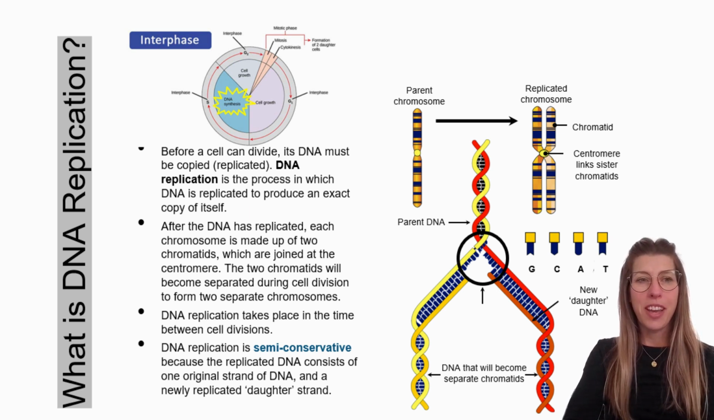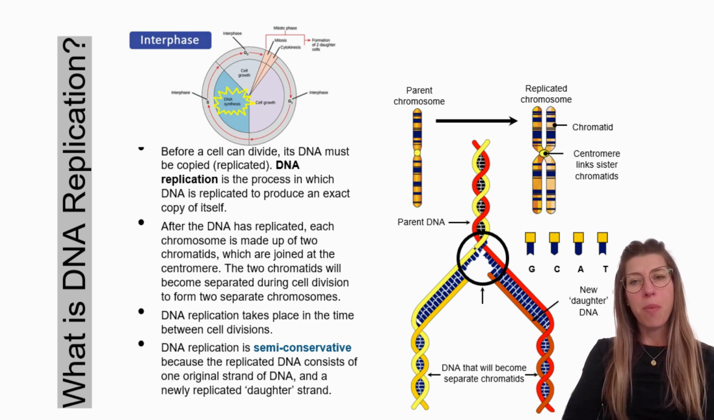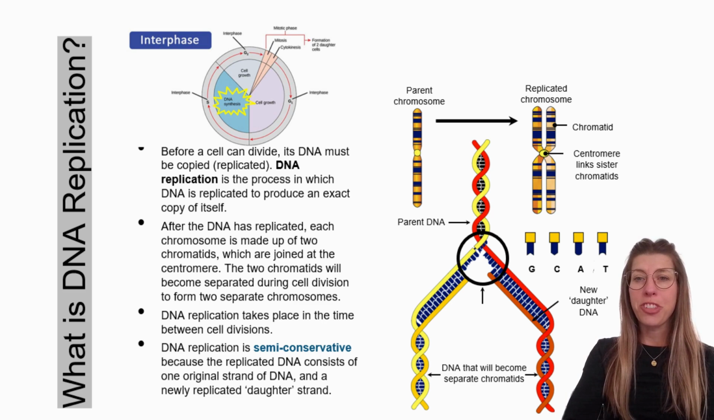Now, the 2 chromatids will become separated during cell division to form 2 separate chromosomes. And this is why they need to be exact copies of each other. One chromatid, when it gets pulled apart, becomes its own chromosome on one end of the pole, and the other gets pulled apart to the other. And when we're talking about mitosis specifically, we are making exact copies of itself.